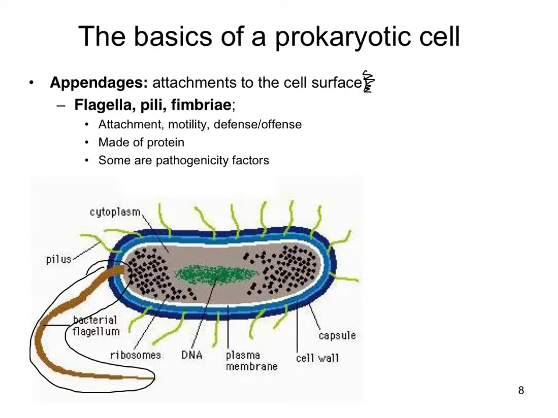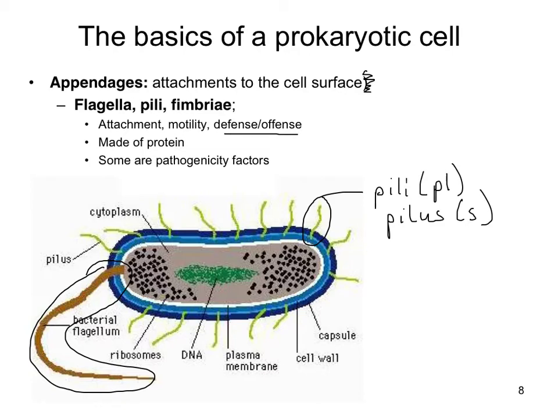Other appendages that bacteria have are pili and fimbriae, and shown here on this particular figure, these little green structures are pili. Pili is plural, pilus is the singular. Okay, there are no fimbriae shown here, but fimbriae would be even smaller appendages. Bacteria use pili and fimbriae for a variety of reasons. They use them in some cases for certain forms of motility or movement, and they also use them for defense and offense.